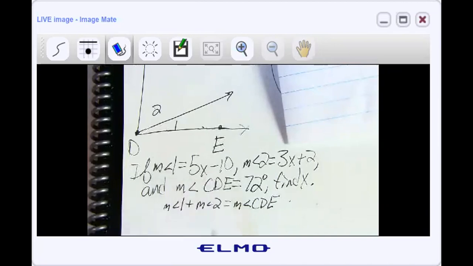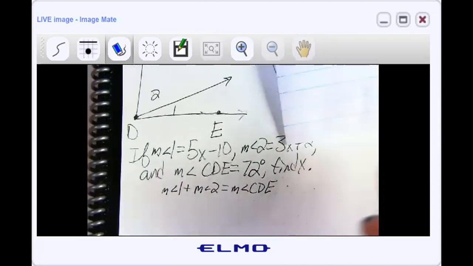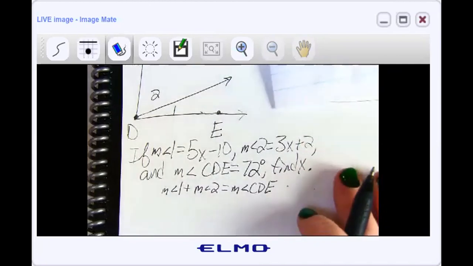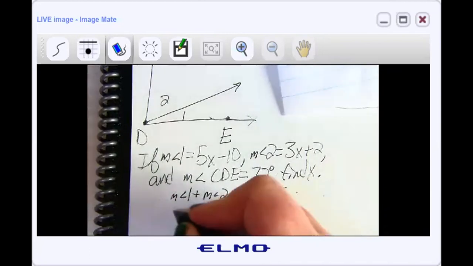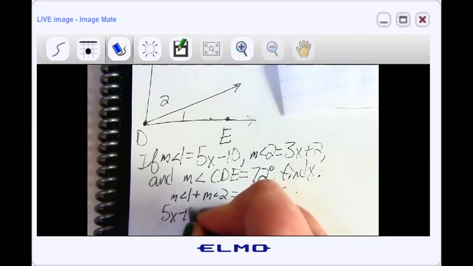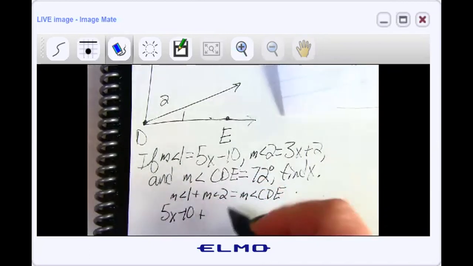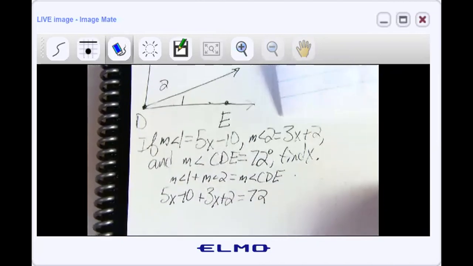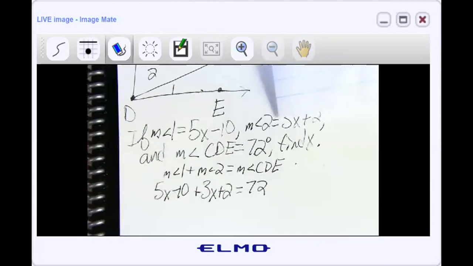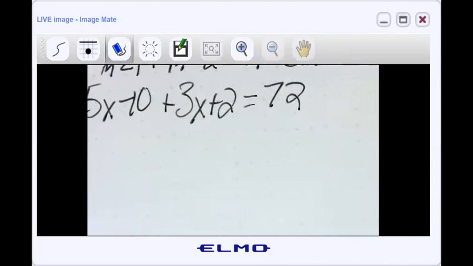I'll show you, because I'm going to write out the whole equation, and then it's so easy. I know right away. Let's go back. Angle 1 is 5x minus 10, right? So I want to see that, plus angle 2 is 3x plus 2, and then the whole angle is 72, right? Now watch. Forget the diagram. Forget everything. I already know where I went wrong too.